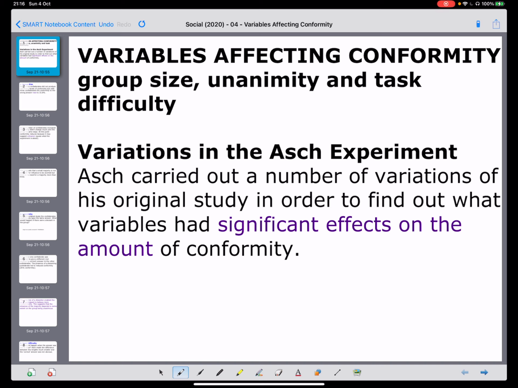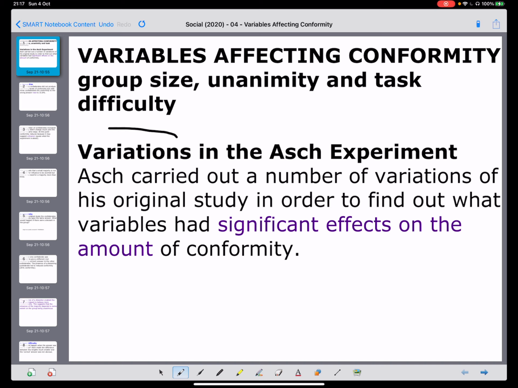Now, in the previous video, I spoke about Asch's research, and we see that it was quite an interesting piece of research back in the 1950s, where he got a group of Confederates to say that they saw a line to be a different length to what the participant would have seen, and it was testing for an obvious right or wrong answer.